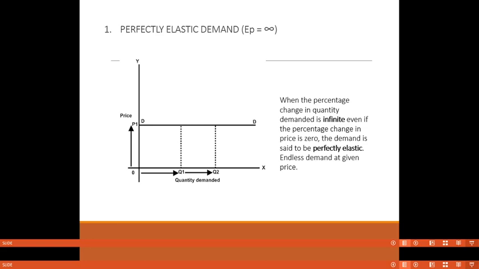Now, this is the curve of the first type of elasticity. That is perfectly elastic demand. You see the curve is horizontal to the x-axis, so there is no change in price but quantity demanded changes accordingly.